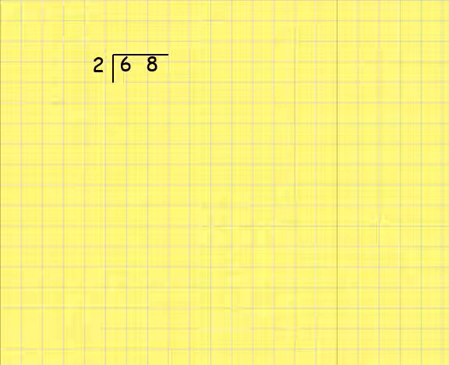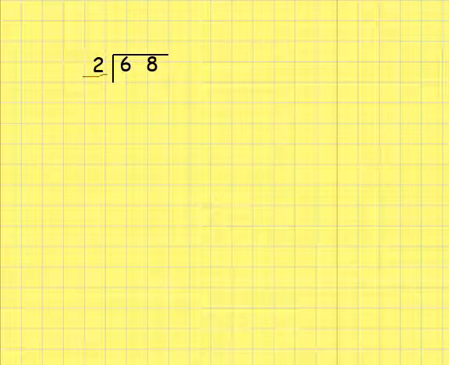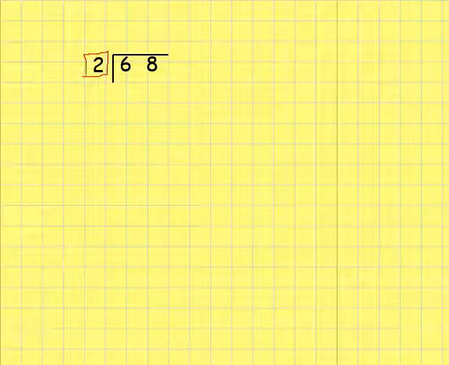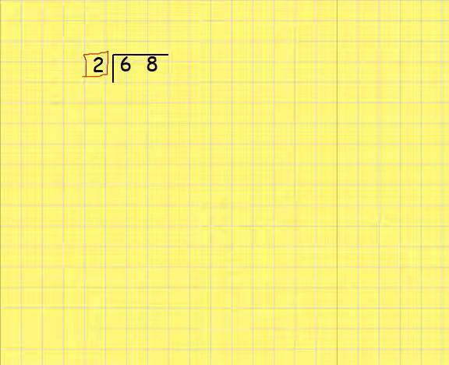We're going to look at this method here. I've already set up my bus stop method that Miss Wilkinson was talking about, and I've put my number inside the bus stop, which is the number that I want to divide, and then on the outside I've put my divisor, the number that I'm dividing it by. If I need to, I can write out my 2 times tables just to help me, because remember that this is our times table that we need to look at for the answer.